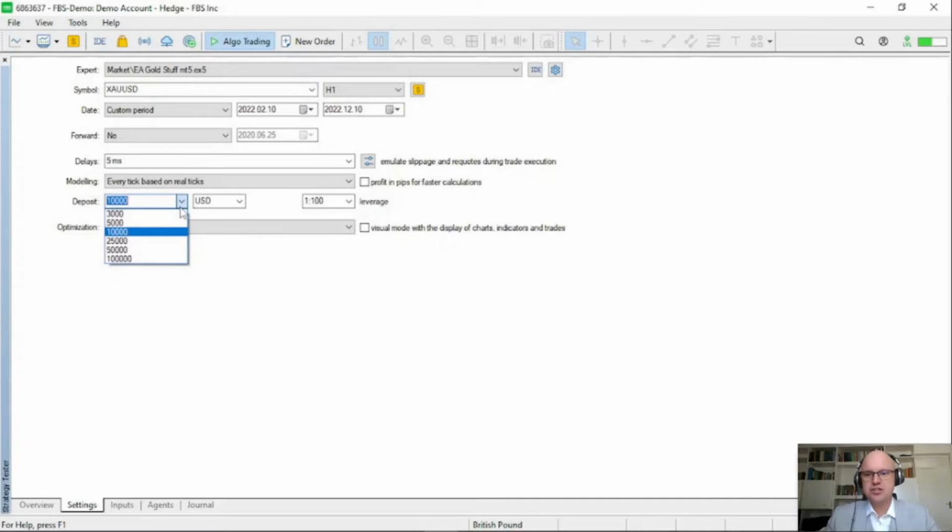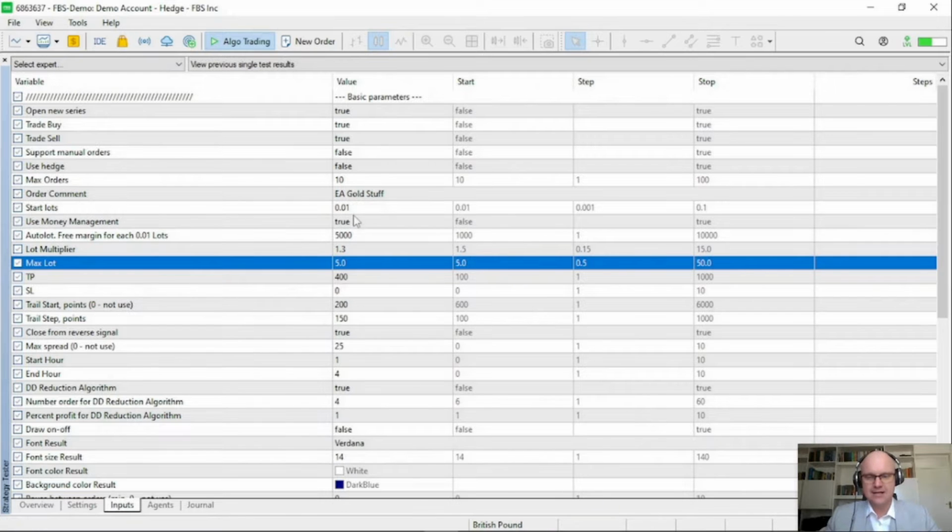The next big question is regarding the minimum deposit for trading gold. Now, because of the contract size that I have available for FBS, I have noticed that a deposit below 10,000 isn't possible, as the martingale or grid style system does need a large account balance. There are ways around this by adjusting the settings.